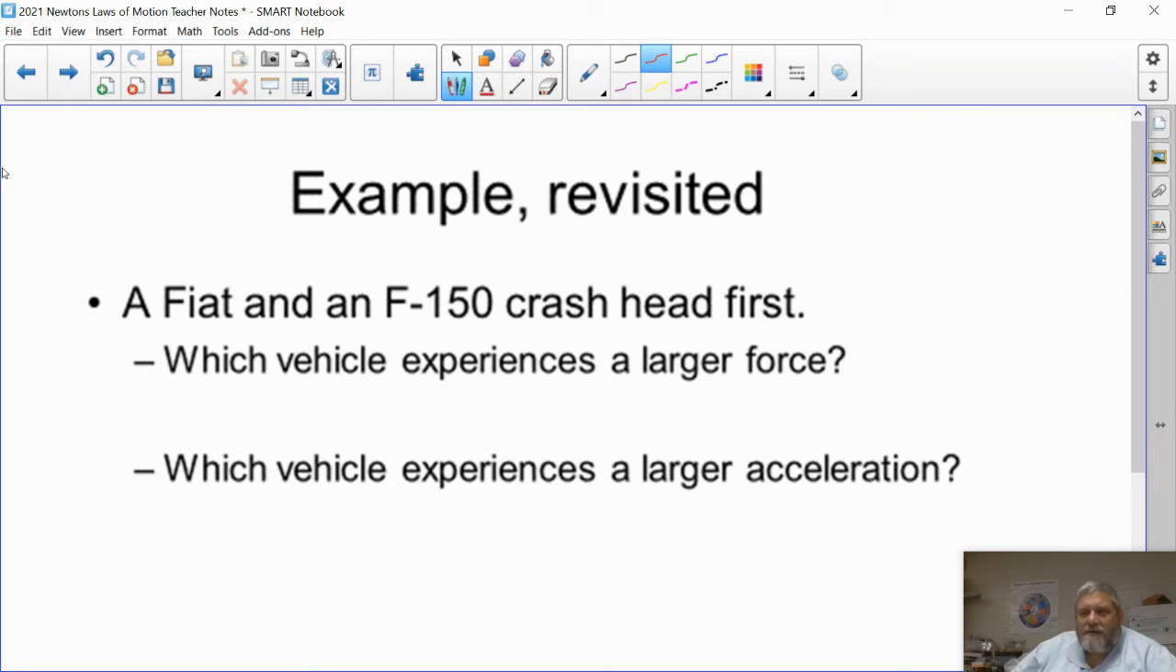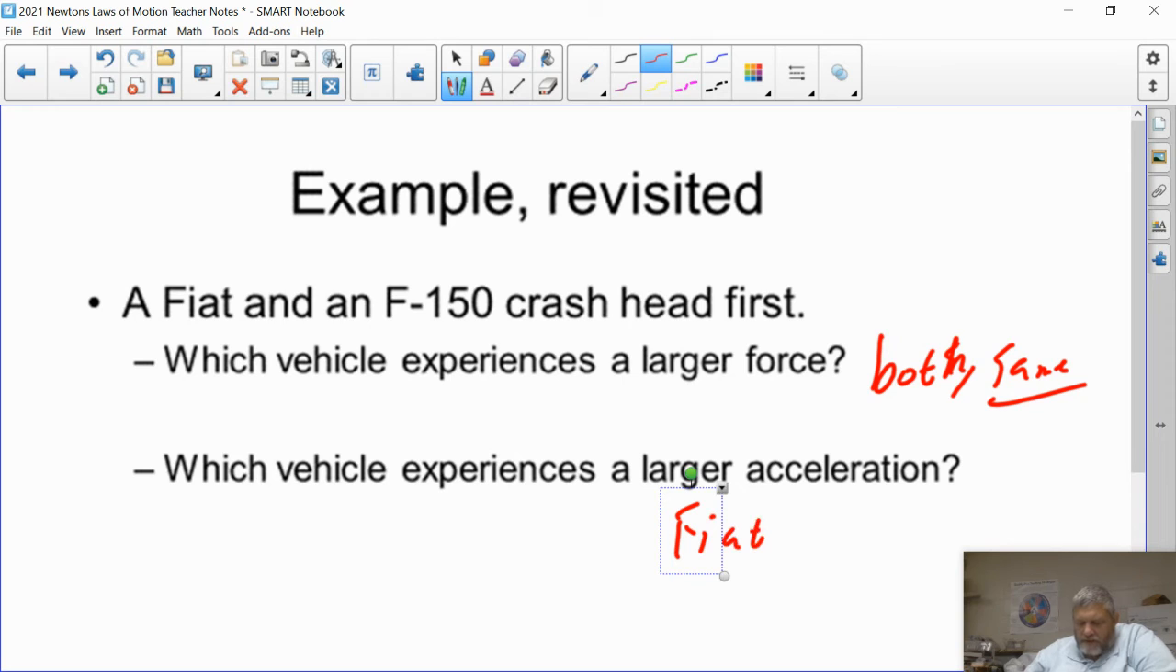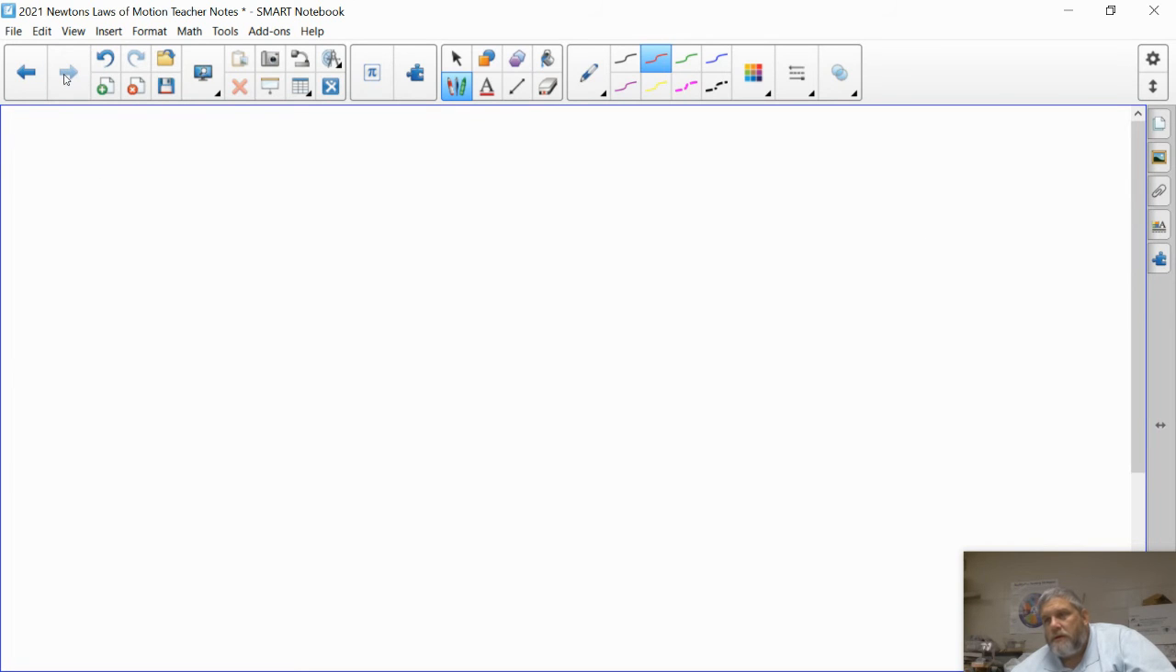So a Fiat, a little tiny car, and an F-150, a big truck, crash head first. Which vehicle experiences the largest force? They both do. They experience the same force. Which experiences a larger acceleration? That would be the Fiat, because it has less mass. Okay, so that's Newton's third law.